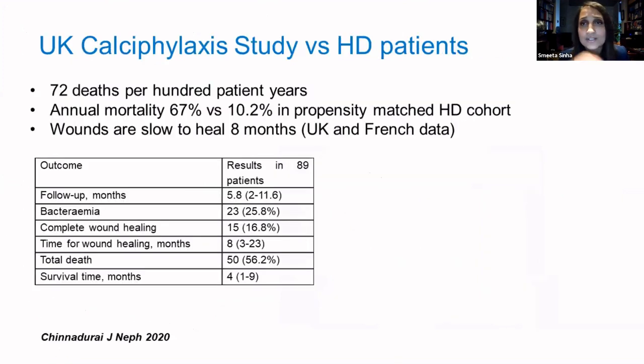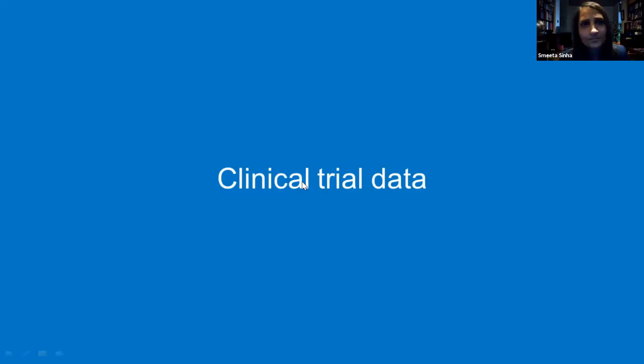We did a propensity matched comparison, HD cohort versus calciphylaxis, and even with propensity matching, it was 67% versus 10.2%, 72 deaths per 100 patient years. With the wound complications that you expect, 1/3 of bacteremia, really low numbers of complete wound healing and high mortality. So I do think we need to look to clinical trial data, and the orphan drug designation has changed the landscape.